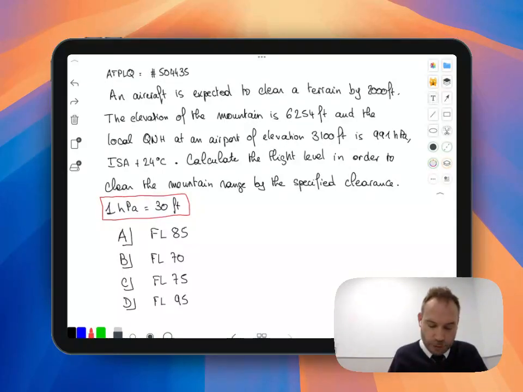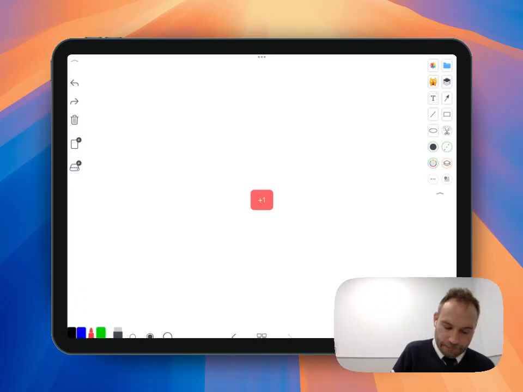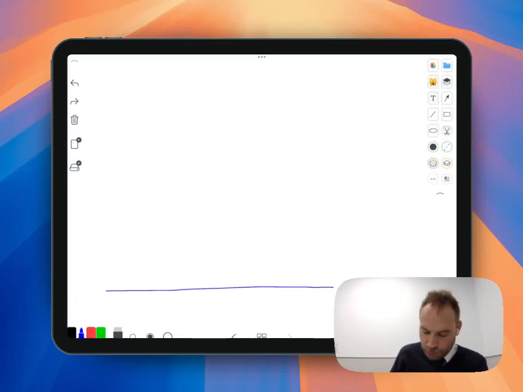Okay, so we have four options: flight level 85, flight level 70, flight level 75, flight level 95. So how do I solve that? The first thing I do all the time is to draw the situation so that I have a clear picture of the situation. Okay, so we have the mean sea level, with a QNH of 901 HPA.